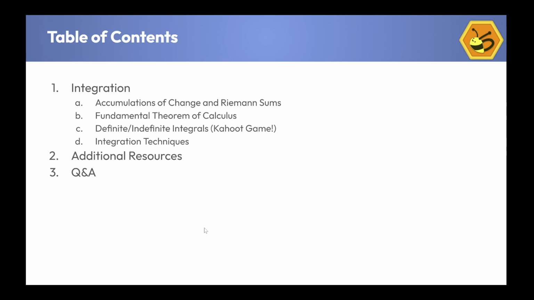Here's our table of contents for today. For integration, we'll start with accumulation of change and unit sums. Then we'll go through the two fundamental theorems of calculus, and then we will have definite and indefinite integrals, and we will do a couple of games. And then we'll go to some BC-only integration techniques. After that, I'll have a list of additional resources and a question and answer at the end.